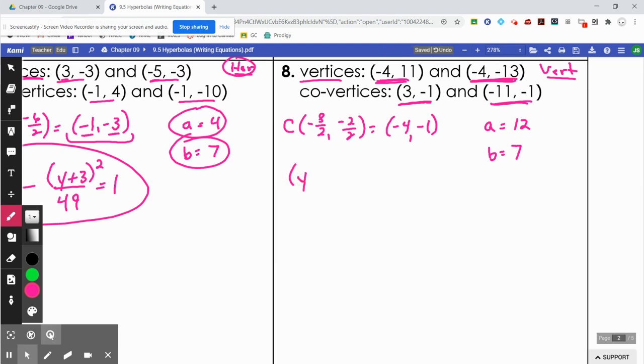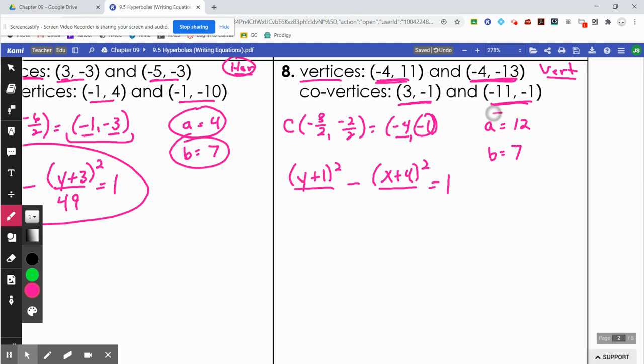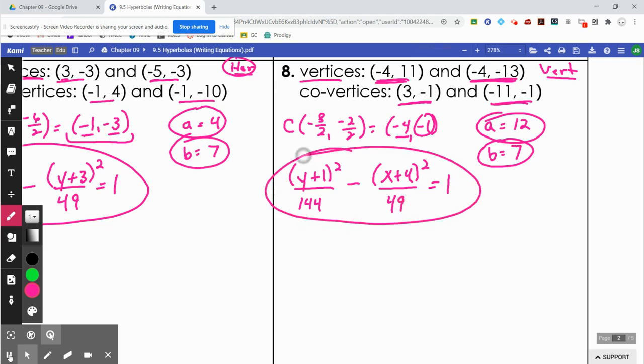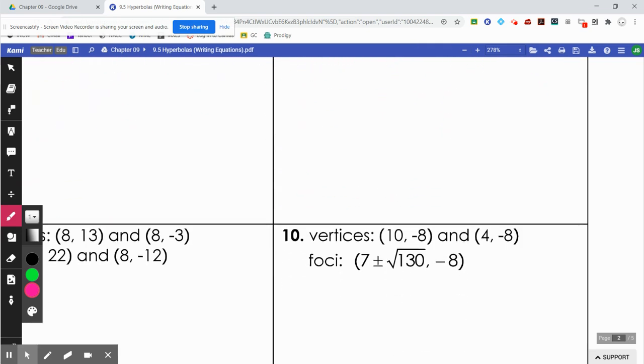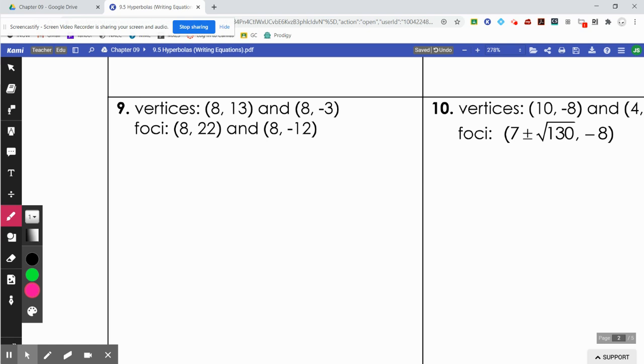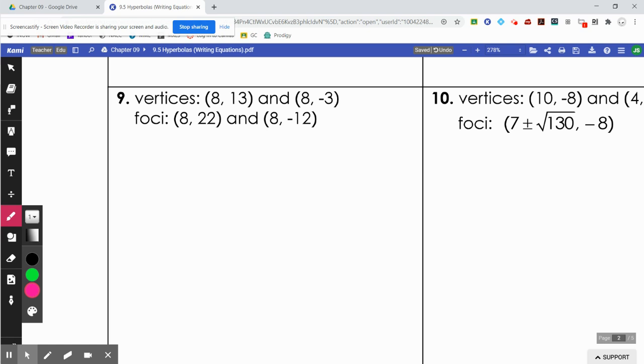So here we go. Y, to get it to go to -1, we're going to do y plus 1 squared. Let's go ahead and do our x's next. To get it to go left 4, that's going to be x plus 4 squared. And we can go ahead and put equals 1. Our A squared value is listed first, so that's 144. Our B squared value is listed second, that'll be 49. There is your hyperbola.